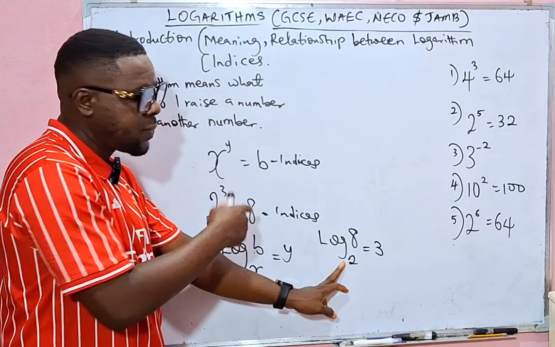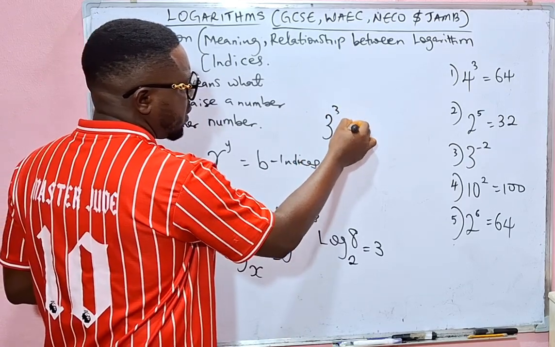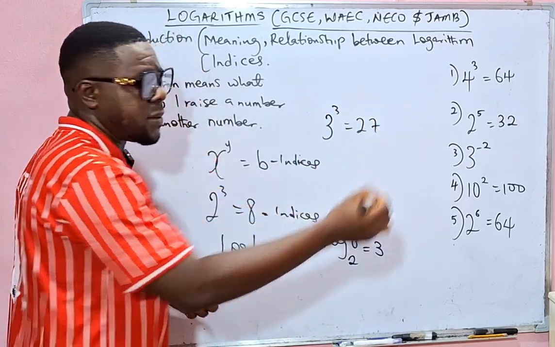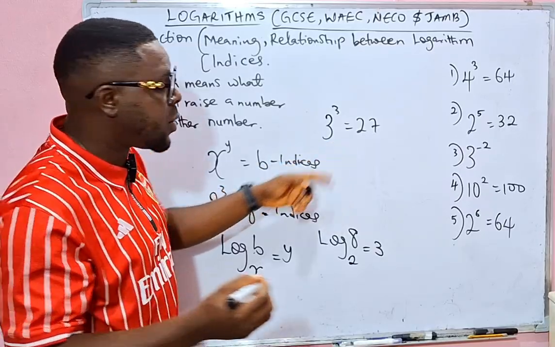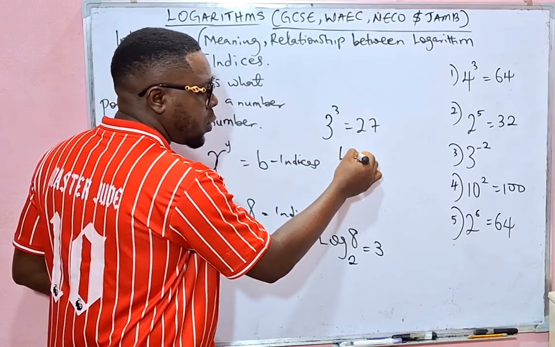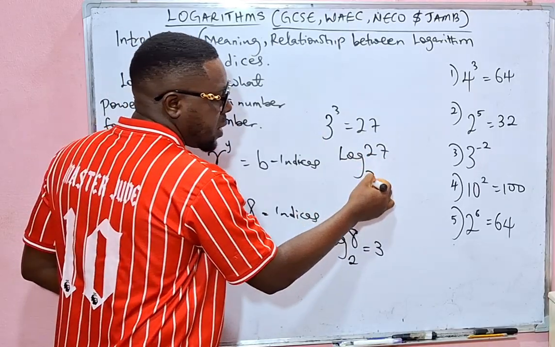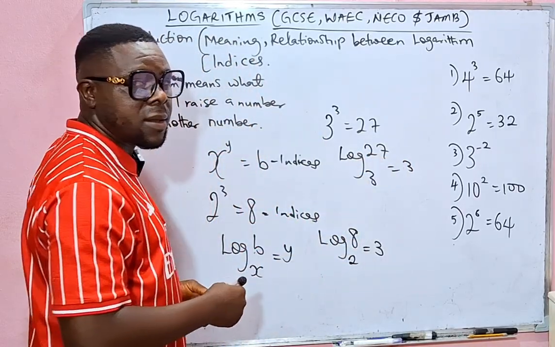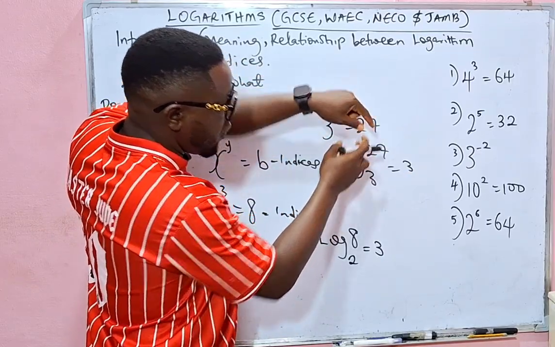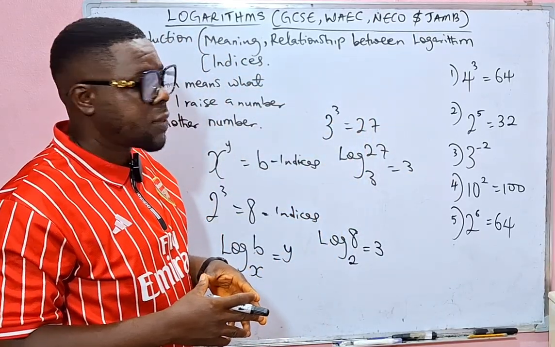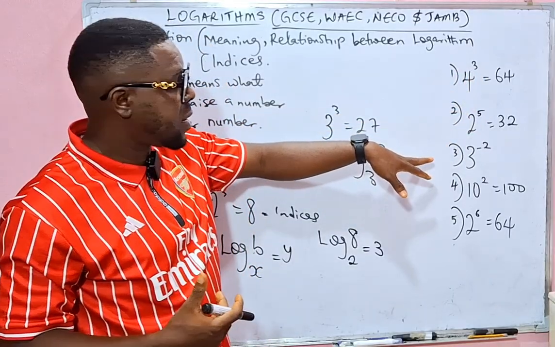Another illustration, let's say I have 3 to the power of 3 is equal to 27. If this is in indices, I want to change this to logarithm. This will give me log 27 base 3 is equal to 3. Meaning that 3 power 3 will give us 27.